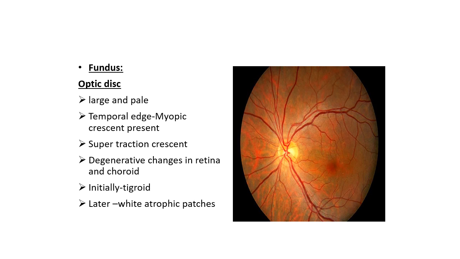In fundus, you can see optic disc that can be large. There is a temporal edge, supertraction crescent, degenerative changes in retina and choroid. This fundus is called a tigroid fundus. Later, you can see white atrophic patches. Tigroid or tessellated is the name given for this myopic fundus.